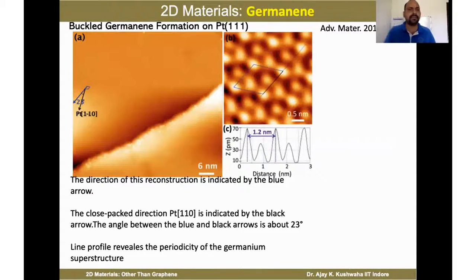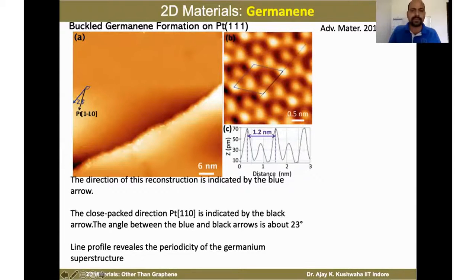Here you can see one image of that characterization. You see two colors, blue and black. Black basically displays the orientation of platinum atoms, and the blue shows the germanium atoms, and the difference between these two is 23 degrees. Here again you can see figure B. This is basically the placement of the germanium atoms, and using this we can even construct the unit cell as they have proposed here in the figure.